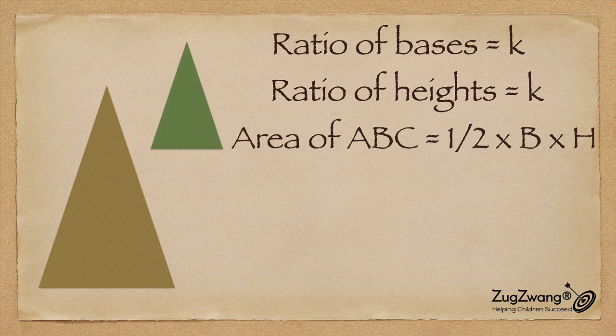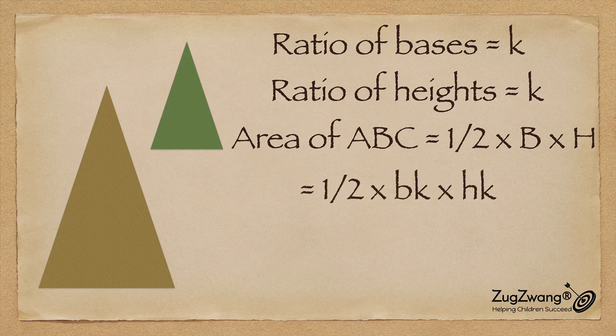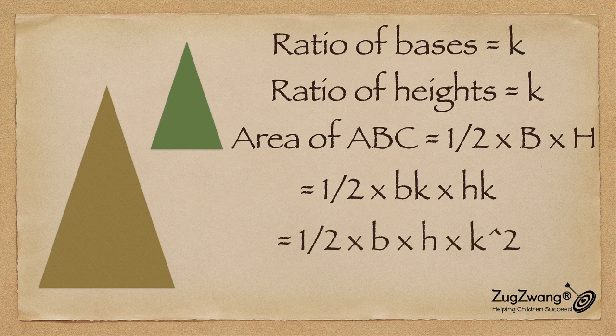Now the area of ABC, let's take the larger triangle, is half times the base, which is capital B, times the height, which is capital H. But we just learned that capital B is nothing but b times k, where small b is the base of the smaller triangle, and H is h times k, which is the height of the smaller triangle. And therefore, I have half times base times height times k squared. And what is half times base times height? That is nothing but the area of the smaller triangle. So the area of the smaller triangle times k squared is going to be the area of the larger triangle.